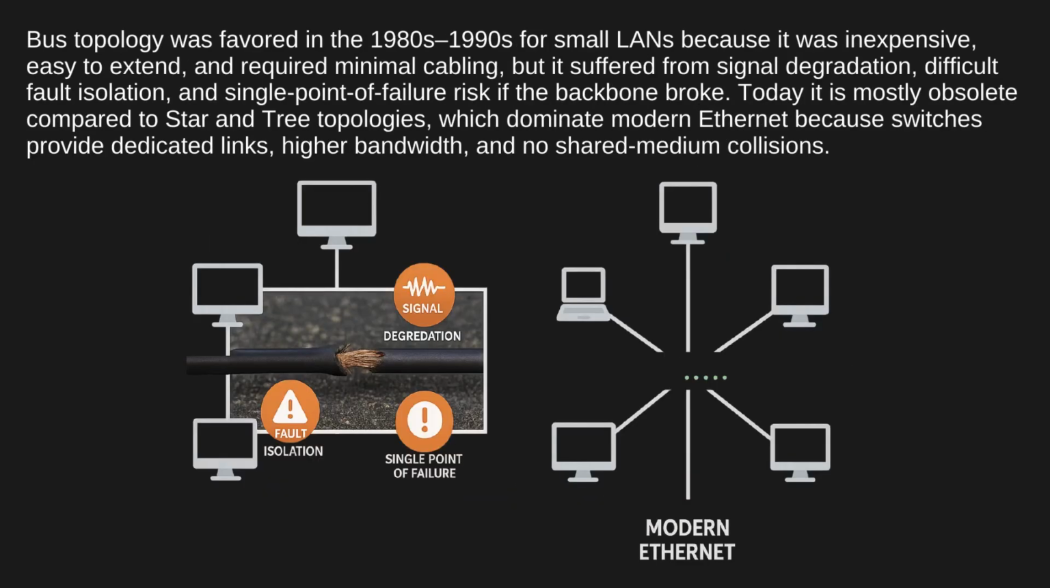Bus topology was favored in the 1980s-1990s for small LANs because it was inexpensive, easy to extend, and required minimal cabling, but it suffered from signal degradation, difficult fault isolation, and single point of failure risk if the backbone broke. Today it is mostly obsolete compared to star and tree topologies, which dominate modern Ethernet because switches provide dedicated links, higher bandwidth, and no shared medium collisions.